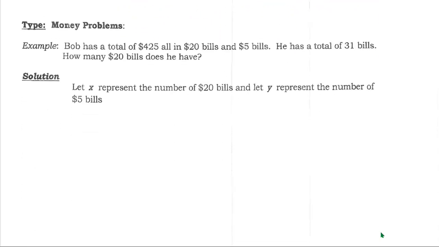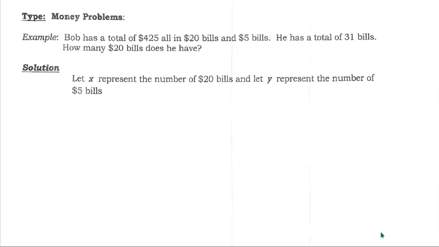So now I'm going to just help you set up the other word problems. Money problems look like this. Bob has a total of $425, all in $20 bills and $5 bills. He has a total of 31 bills. How many $20 bills does he have? This says let X represent the number of $20 bills and Y represent the number of $5 bills.